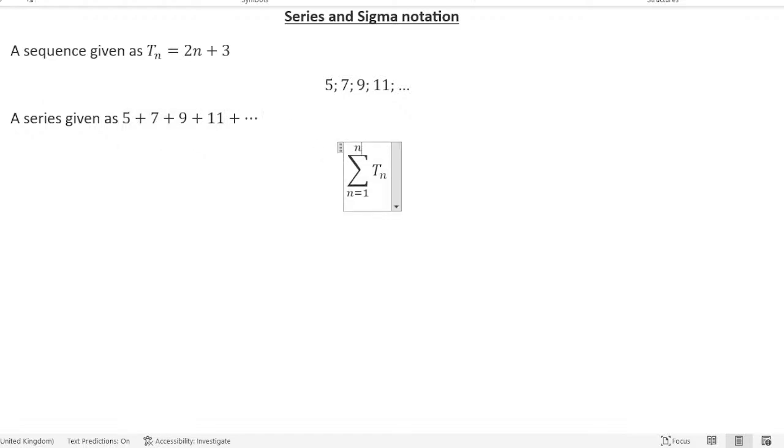Then here we put the number of terms. Then now remember Tn is equals to this expression. So here, instead of Tn, we'll just be left with 2n plus 3. So we have written this in sigma notation. We have written it as a sigma. So now let's say we're given this problem.